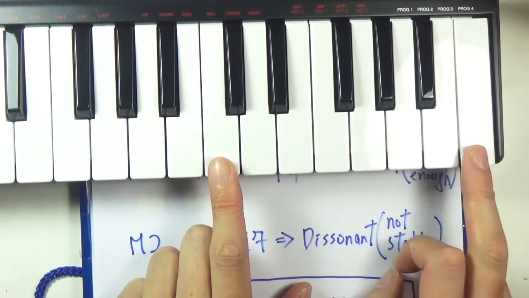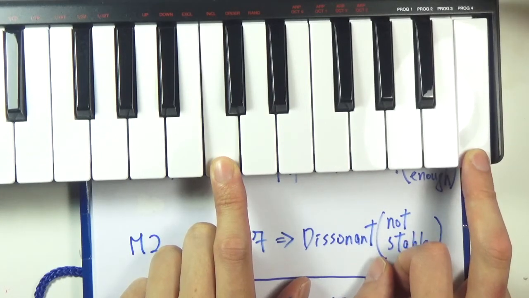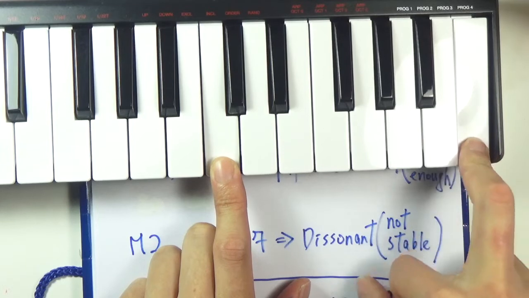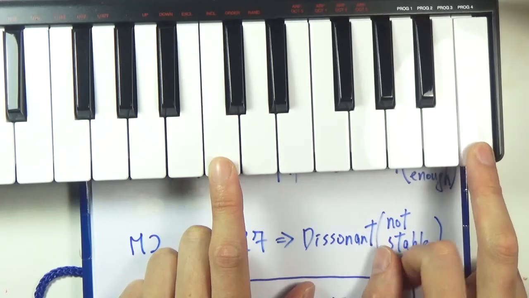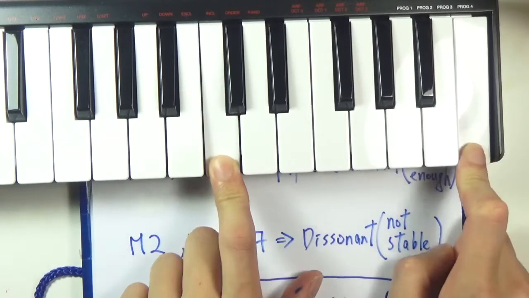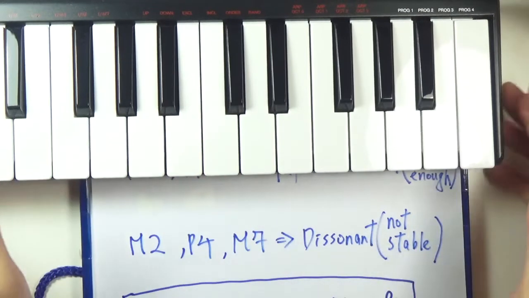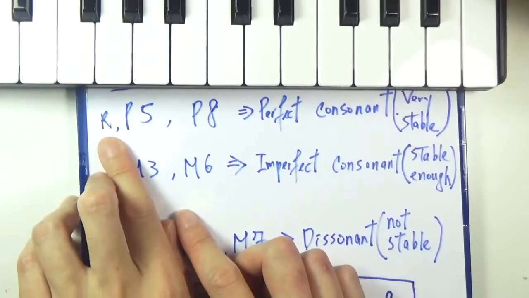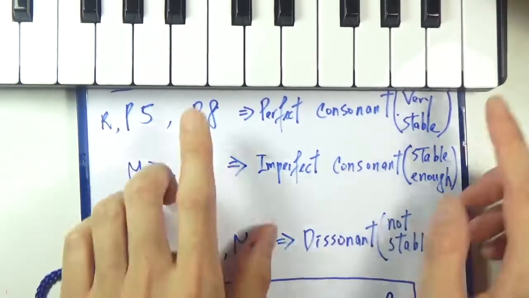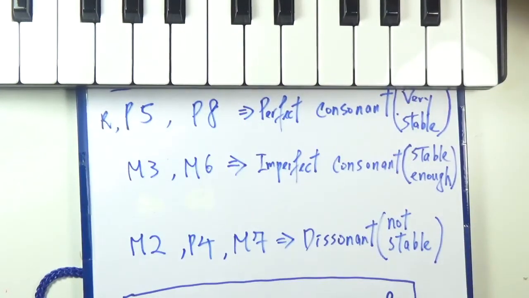Another place that we feel stable is the perfect octave. Again, when we say this note is a stable tone, what we are really saying is when played against the root, this interval sounds really stable. So again, the root, perfect fifth, and perfect octave are very stable. That's why we call them the perfect consonants.